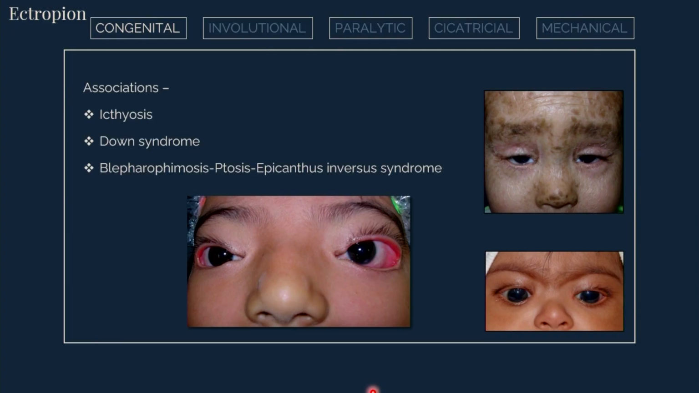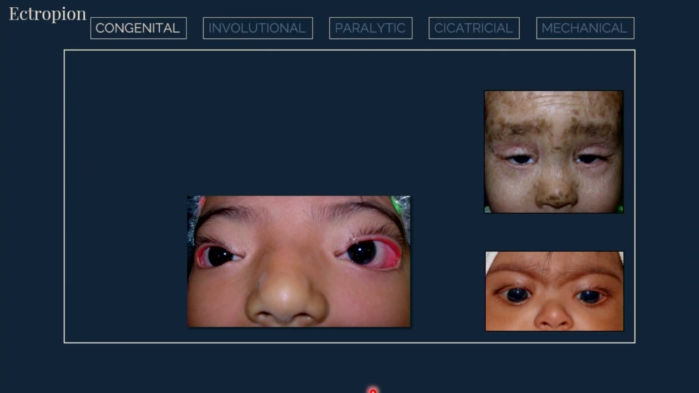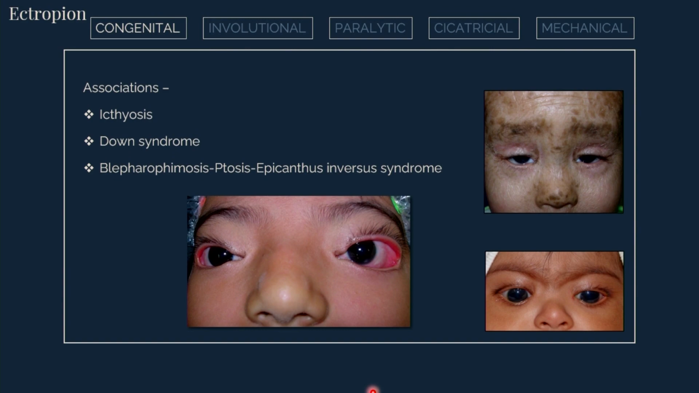Congenital ectropion. It is basically where the anterior lamella is shorter than the posterior lamella. It has various associations. As we can see, there's ichthyosis, Down syndrome, and also BPES, that is blepharophimosis, ptosis, epicanthus inversus syndrome.